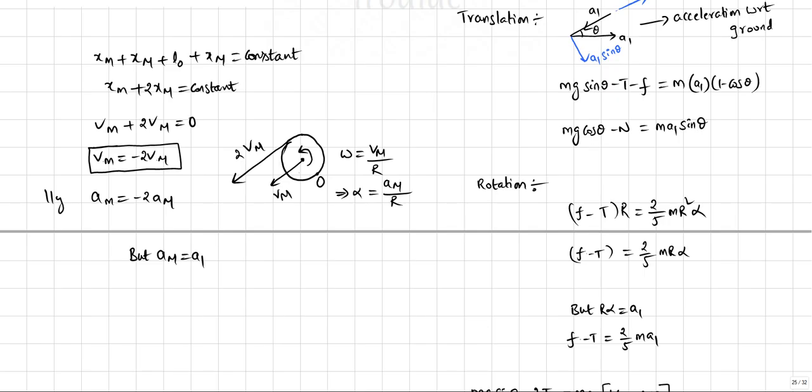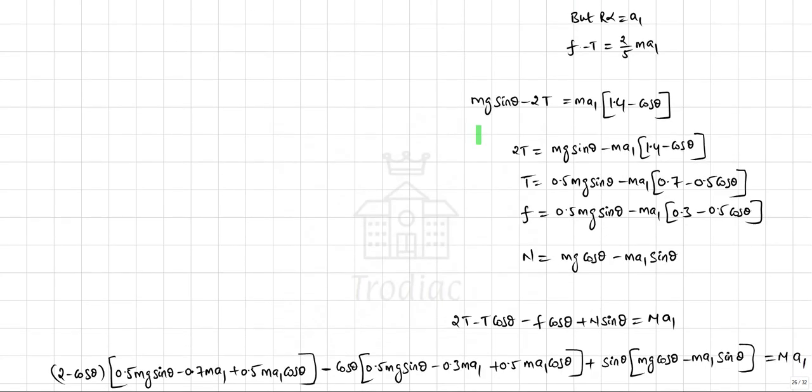So what will be the equation? mg sin theta minus 2T equal to m a1 into (1.4 minus cos theta). If we rearrange this, we get tension equal to 0.5 mg sin theta minus m a1 into (0.7 minus 0.5 cos theta). If we substitute this back in this equation, we get friction equal to 0.5 mg sin theta minus m a1 into (0.3 minus 0.5 cos theta).